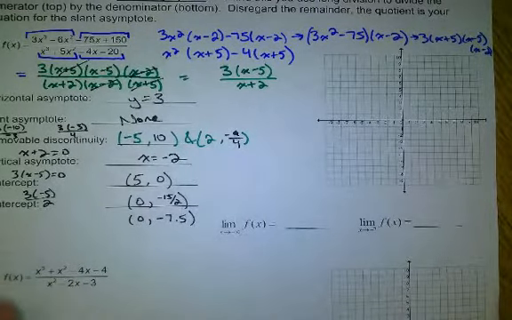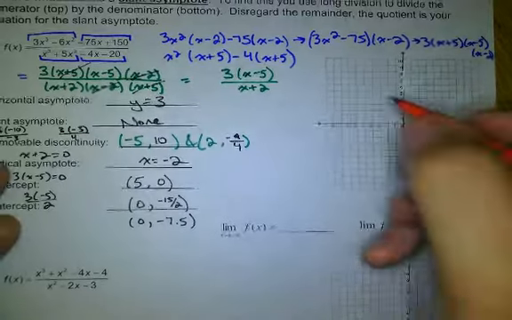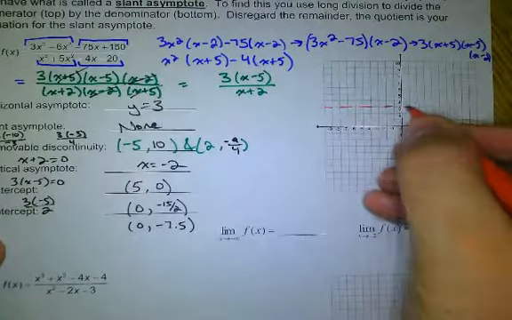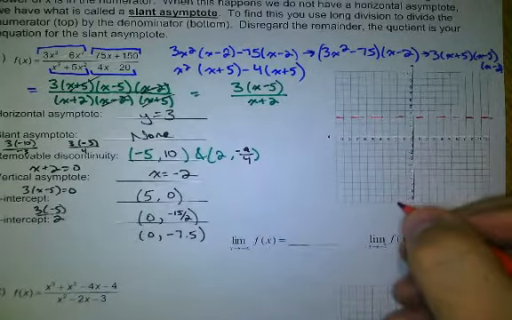I'm actually ready to graph this, and I'm sure I have enough points so I don't need to do anything else. So let's go ahead and graph this. I'll draw my asymptotes in the color red. So how many asymptotes do I have? I have a horizontal one at 3. I have a vertical one at negative 2.